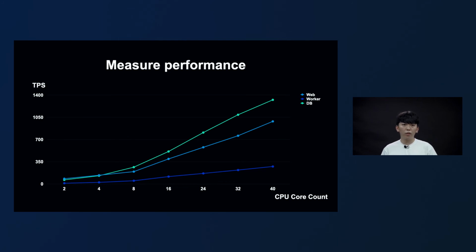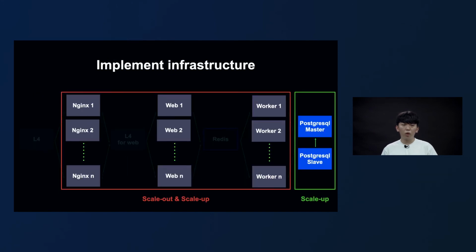At this time, the slope increased sharply from 8-core CPU. And starting from 8-core CPU, both Web, Worker, DB increased almost linearly. So the number of CPU cores of the node is set to 8, and the scale out is done by increasing or decreasing the number of this node during scale out.